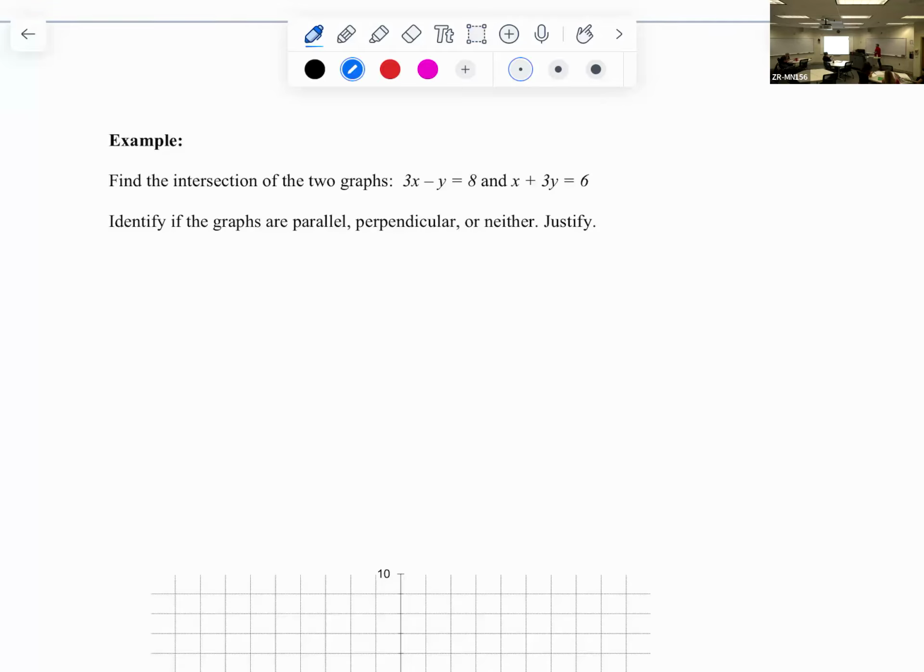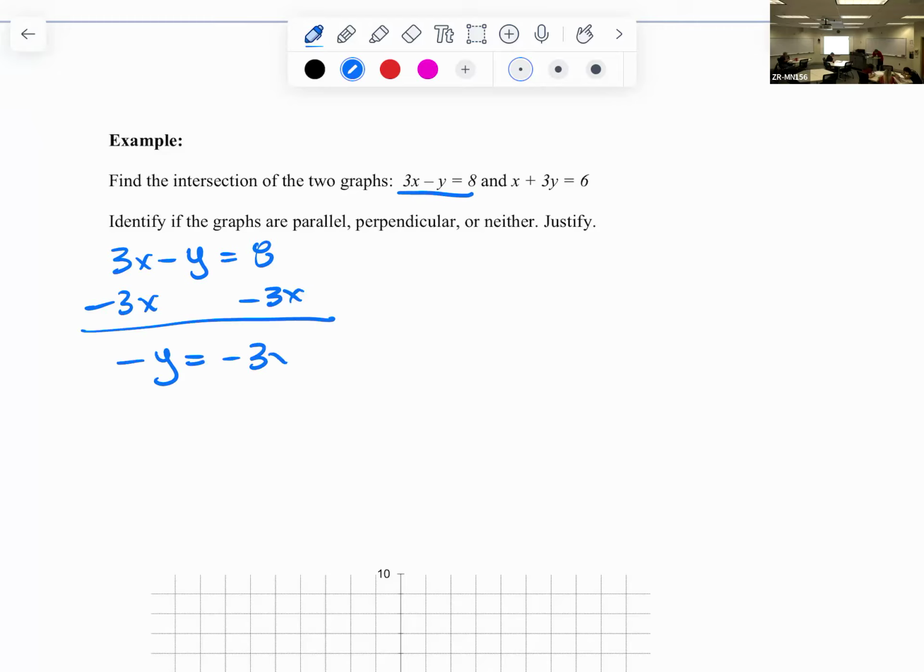All right, find the intersection of the two graphs. Identify if they are parallel, perpendicular, or neither. In both cases, what do we need to do? What should we do first? Solve for y. And then a little note, when you end up with negative y, don't forget to divide by -1 because it has to be positive y when we solve this.